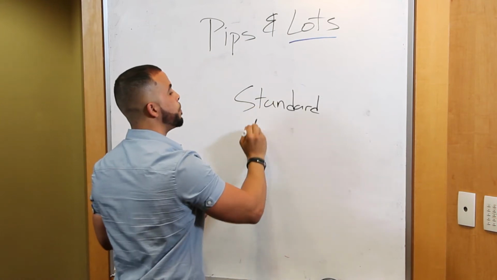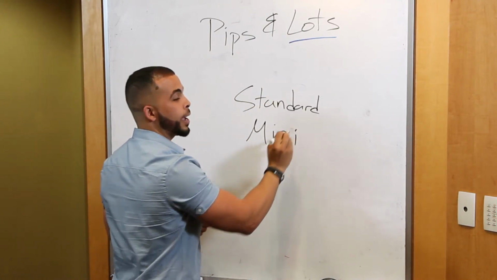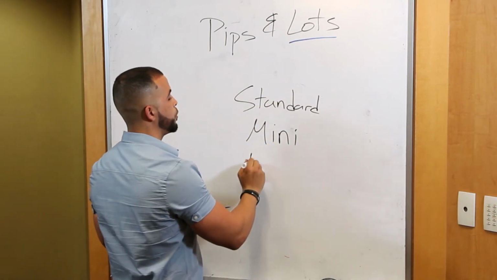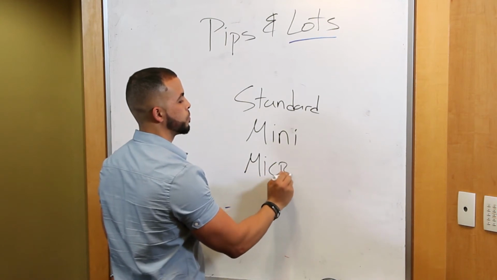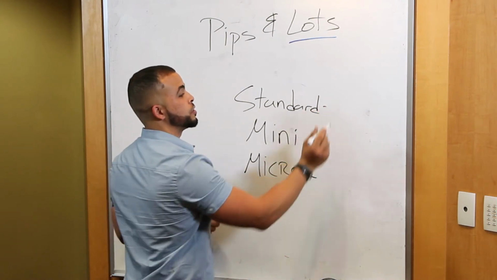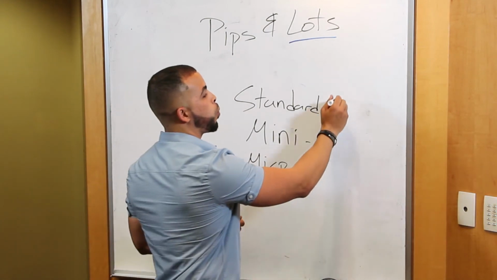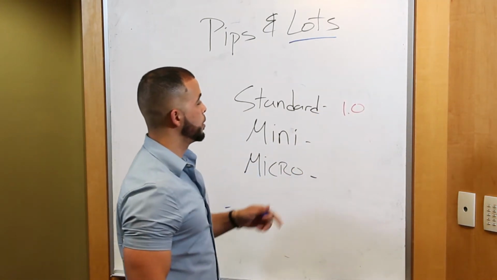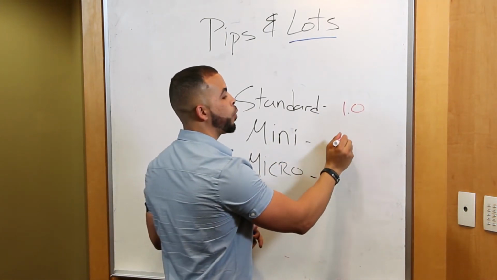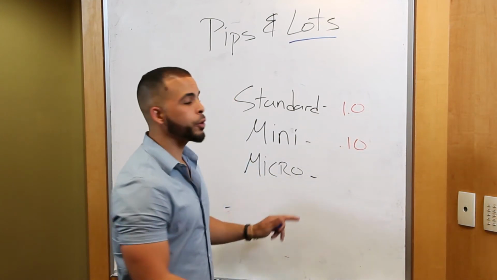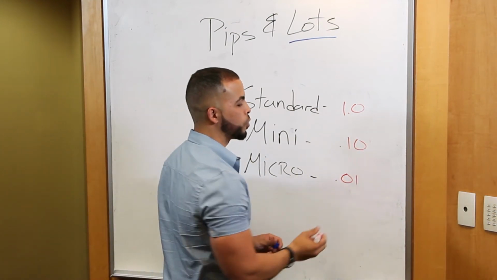There are 3 types of lots. Standard, there's mini, like M-I-N-I, and there's micro. The standard lot is traded at 1.0. The mini lot is traded at 0.10, and the micro lot is traded at 0.01.